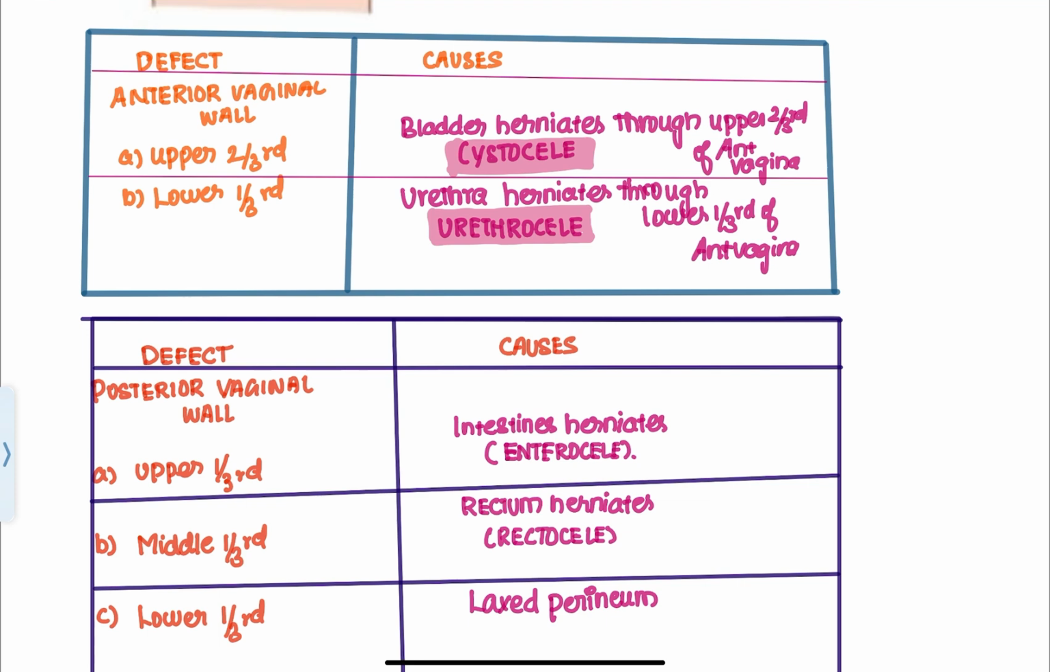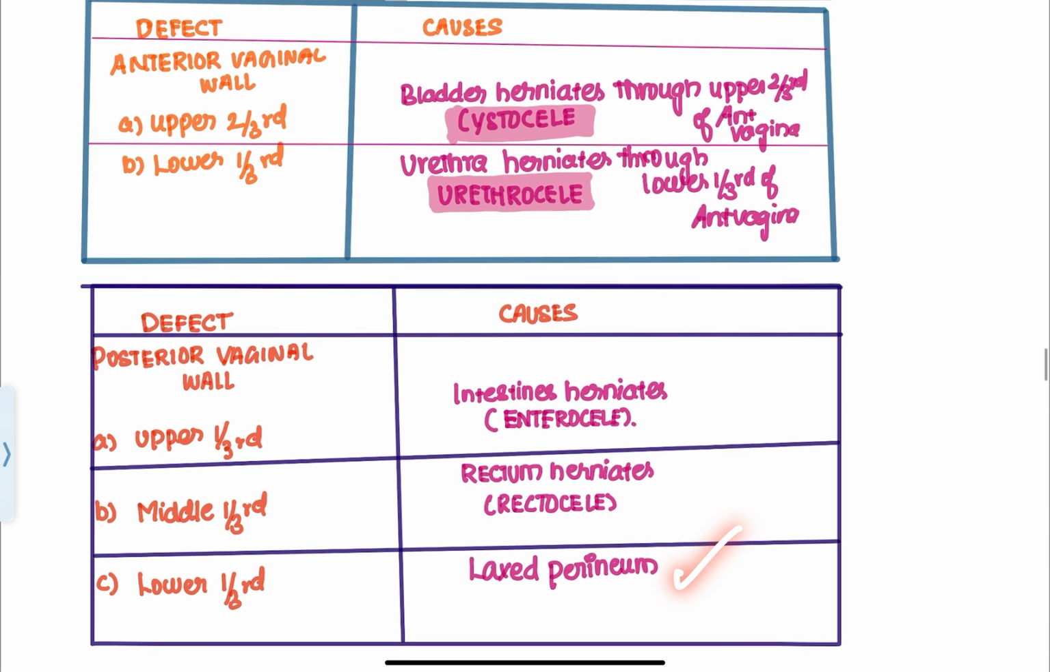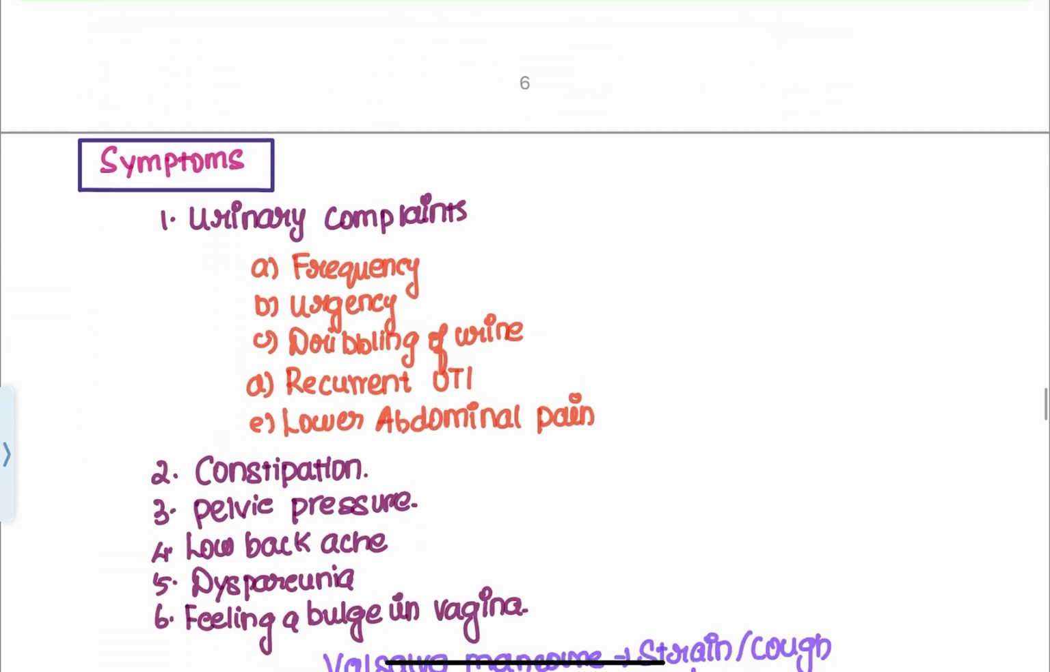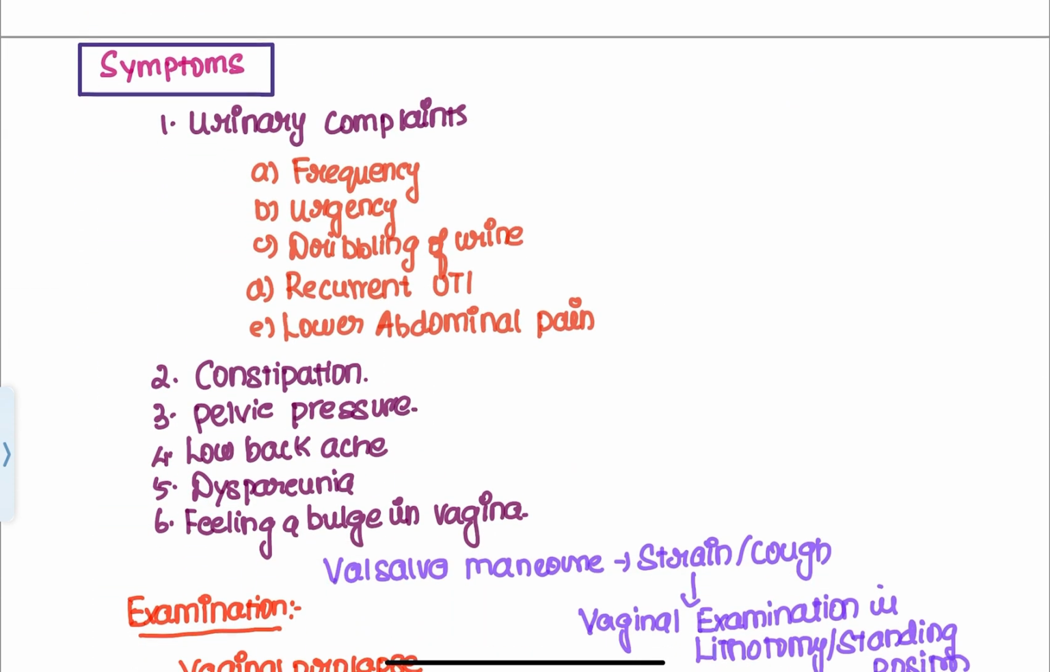Let me have a quick revision now. Anterior vaginal wall: upper two-third, lower one-third. Posterior vaginal wall: upper one-third, middle one-third and lower one-third. Upper two-third of the anterior vaginal wall, cystocele. Lower one-third of the anterior vaginal wall, urethrocele. Upper one-third of the posterior vaginal wall, enterocele. Middle one-third of the posterior vaginal wall, rectocele. Lower one-third of the posterior vaginal wall, laxed perineum. Is that clear until now?